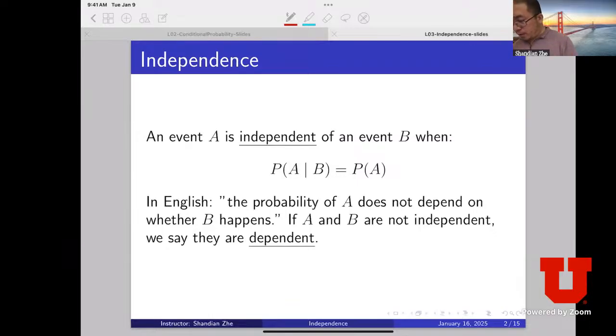So we define that event A is independent of event B if the conditional probability of A conditioned on B is the same as the probability of A without being conditioned on anything. Right, you see that? As we previously discussed, usually they are not the same. Take the example: I got up late in the morning.